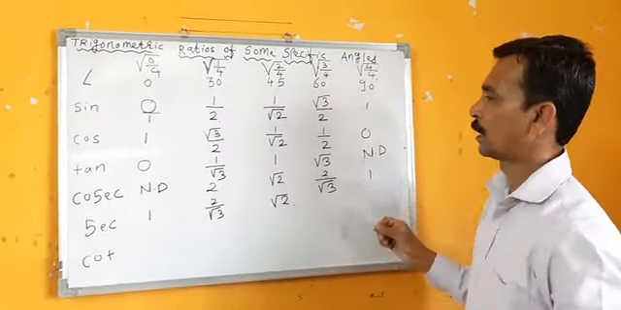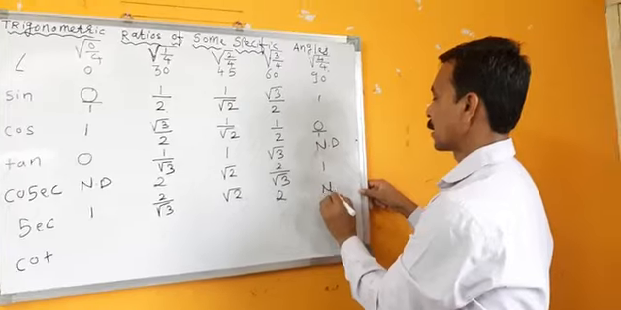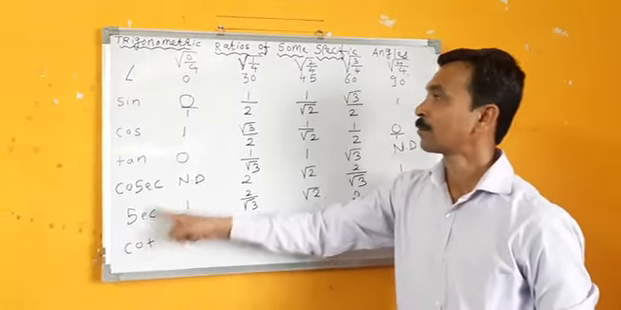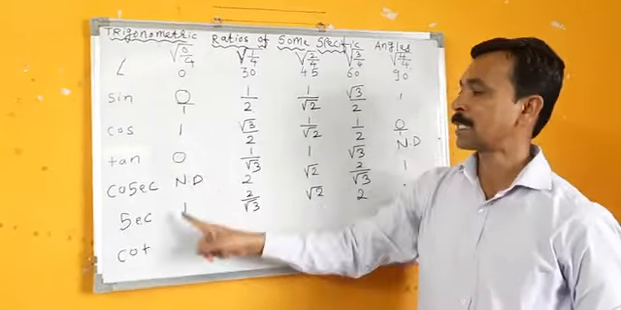And now sec 90. Sec 90 is reciprocal of cos 90. What was cos 90? 0. So sec 90 will be 1 by 0, means not defined. So I am writing the values again. Sec 0 is 1. Sec 30 is 2 by root 3. Sec 45 is root 2. Sec 60 is 2. Sec 90 is not defined.